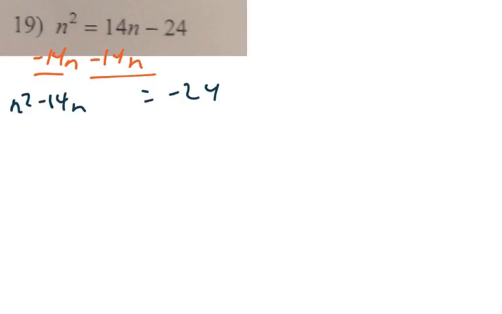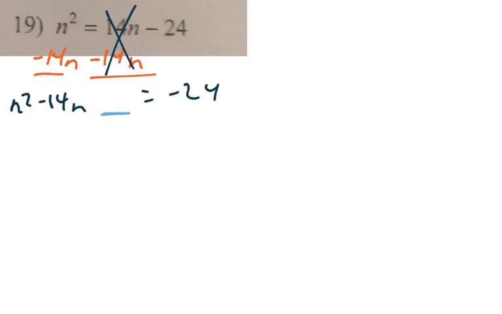Okay, here was problem 19 from today's worksheet. Again, notice how it's a little bit out of order. So let's just go ahead and subtract 14n from both sides. And now we'll have n squared minus 14n equal to negative 24. 14n minus 14n is 0, right?